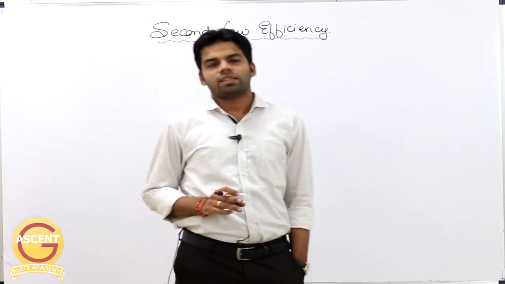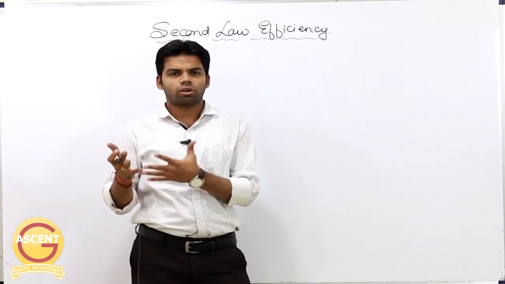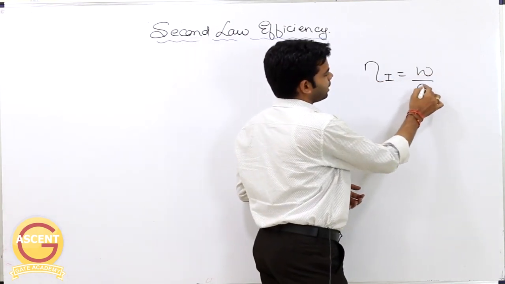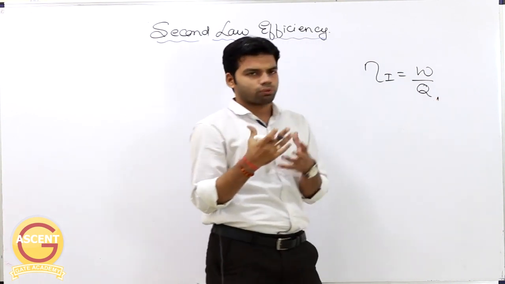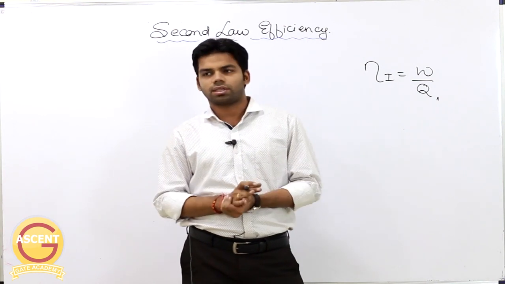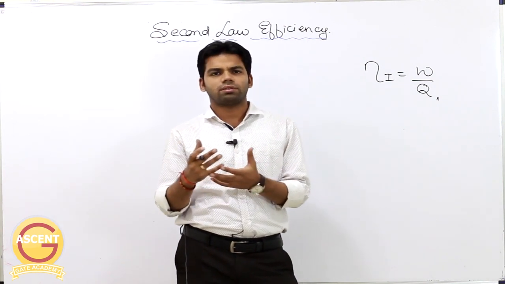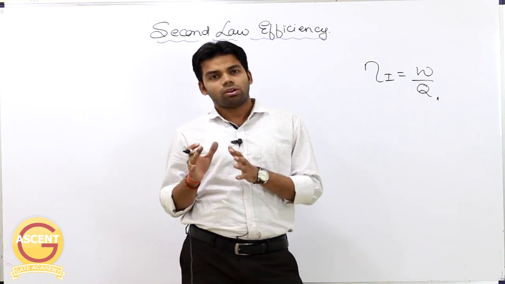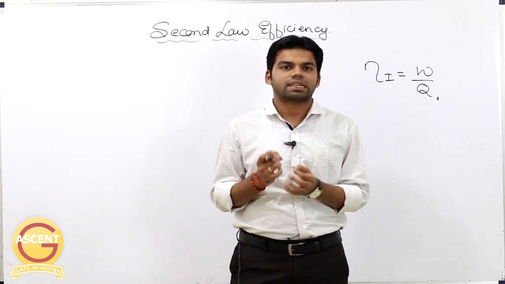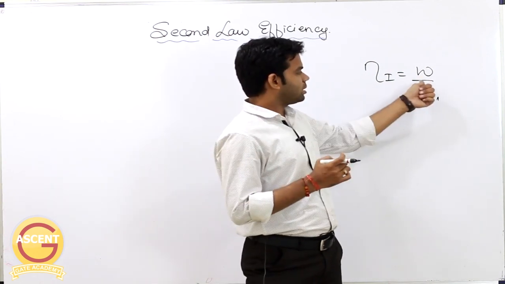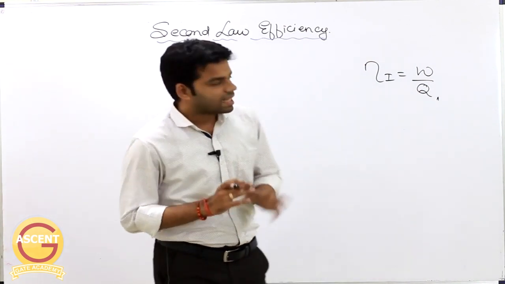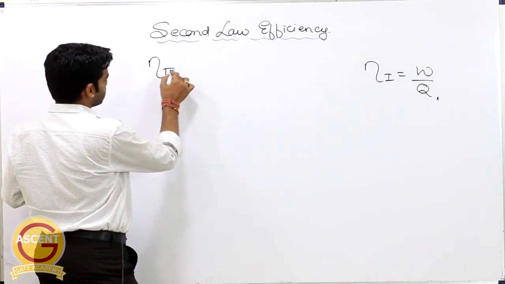Clear or not? Next is the second law efficiency. Now we have seen what the first law efficiency was. First law efficiency we defined as work done by Q1. That means how much total heat we are providing, and out of which how much amount of work is getting delivered. This was first law efficiency, and as we know, first law is concerned with the quantity. Second law is concerned with the quality. How much quality of work are we extracting? Getting this or not? First law was concerned with how much heat you have provided and how much work you are getting from it. How can we define second law efficiency?